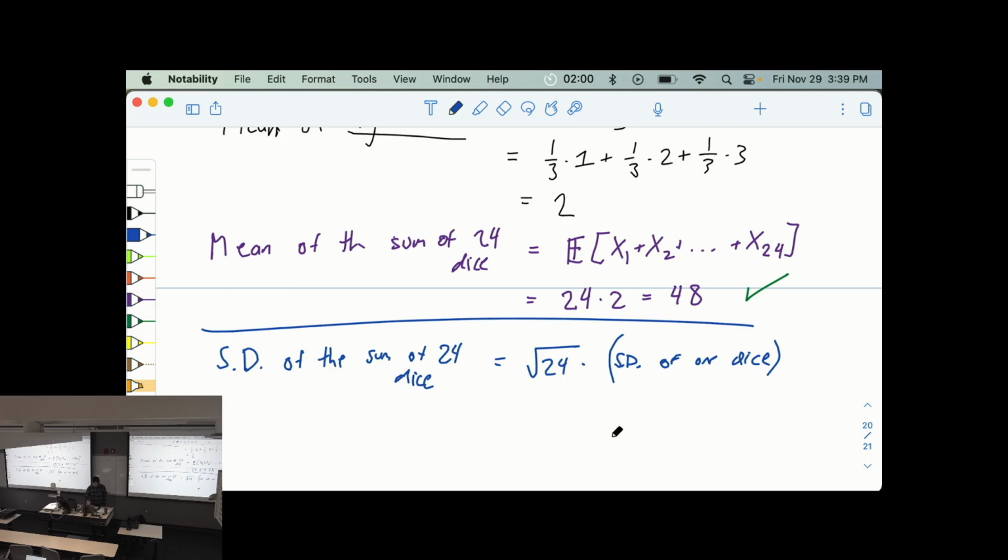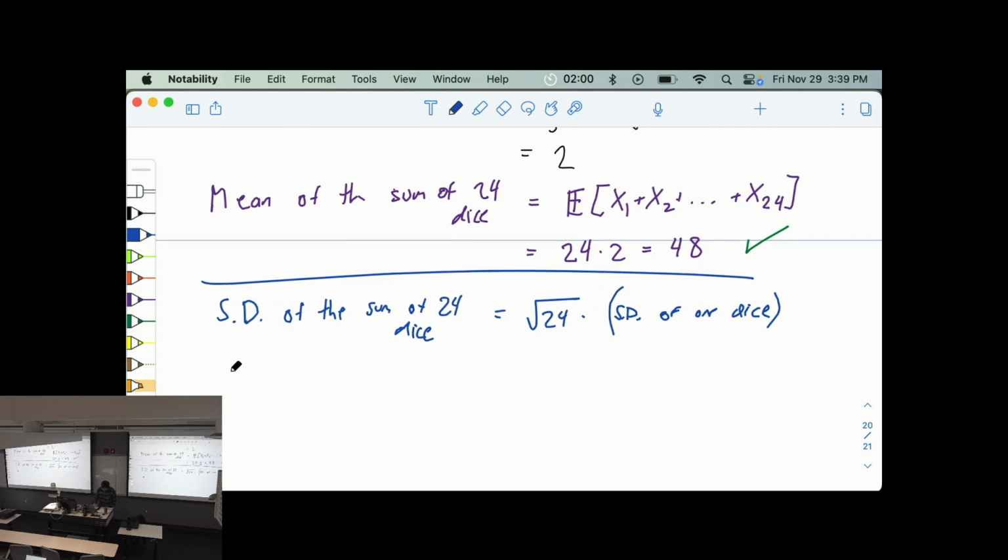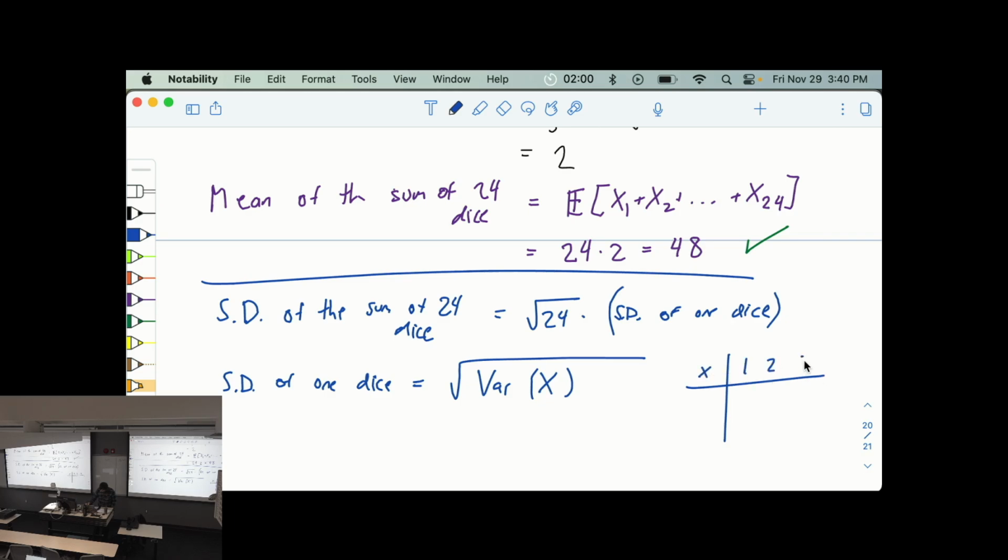But how are we going to calculate the standard deviation of 1 dice? Well, the SD of 1 dice is the square root of the variance of 1 dice, the variance of x. And again, x is our little thing here. It's either 1 or 2 or 3.